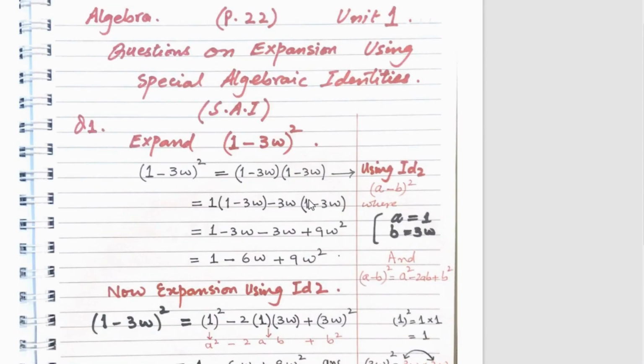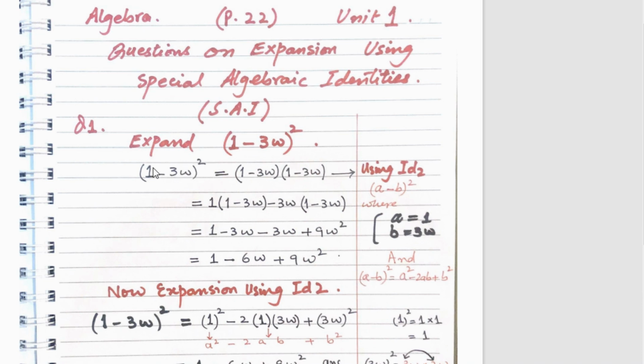Hello students, now we are going to do questions on expansion using special algebraic identities, S.A.I. Now the first method is without using any identity. This detail is for the second method.